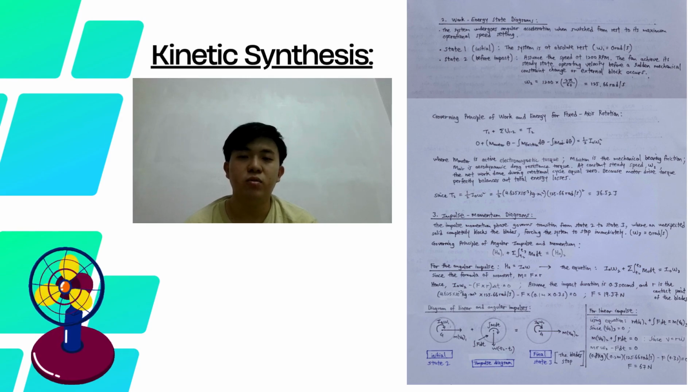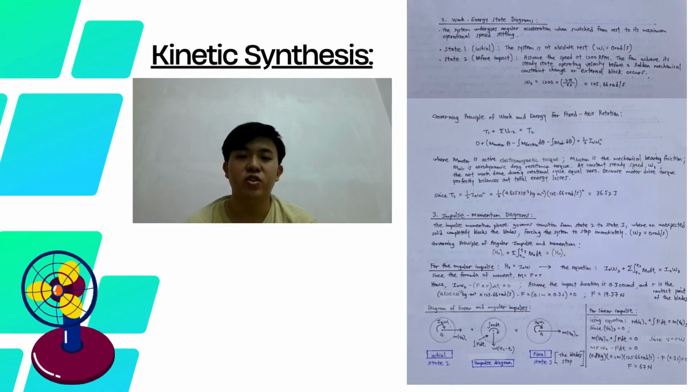There are several assumptions that were made. Firstly, air resistance was neglected in the theoretical calculation. Secondly, friction was assumed constant, and thirdly, the fan structure was treated as a rigid body.